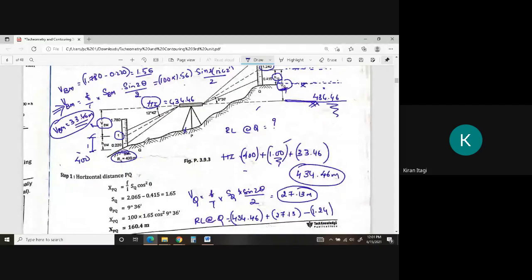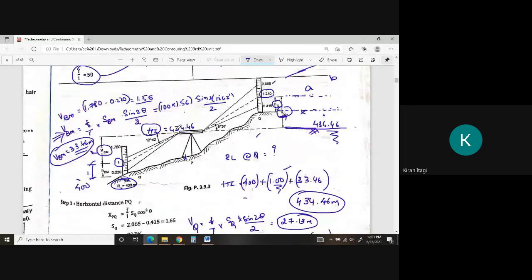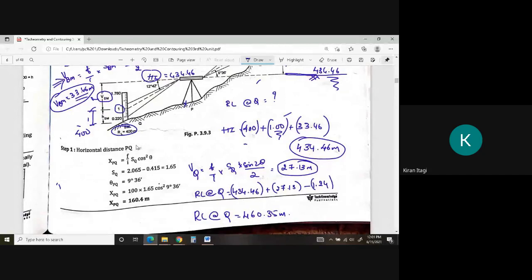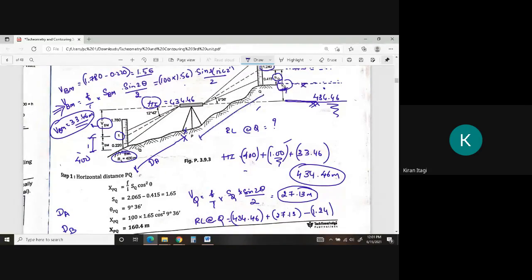If you get a question where the line of sight is inclined, what do you do? Just calculate the distance first. That is DA and DB, meaning this distance. Okay, DA, or you can call it DBM, and DQ or DB. Okay.